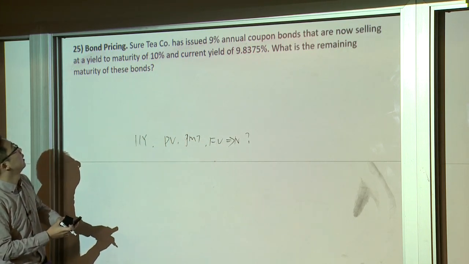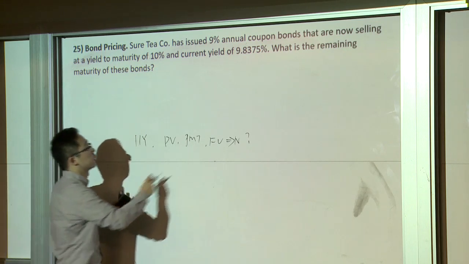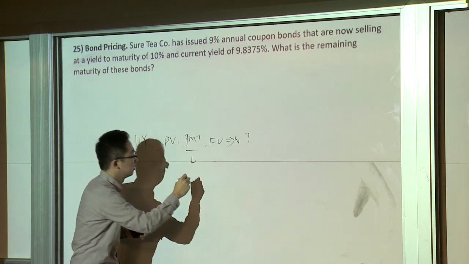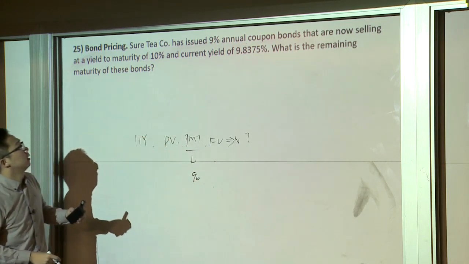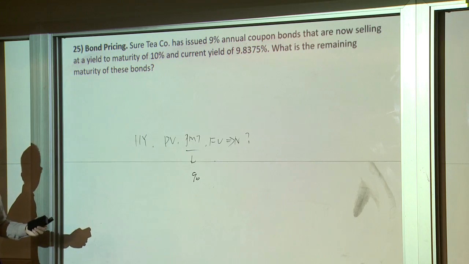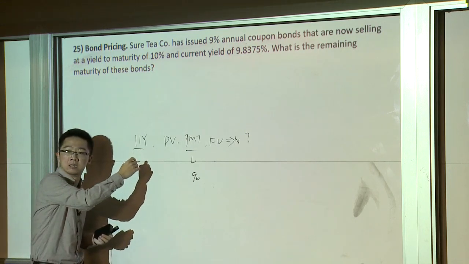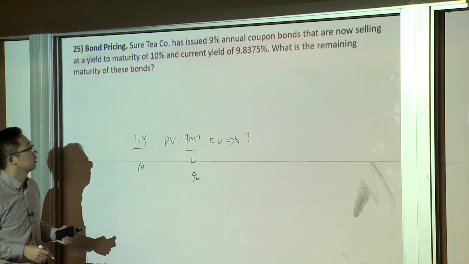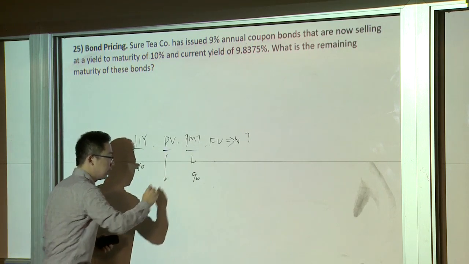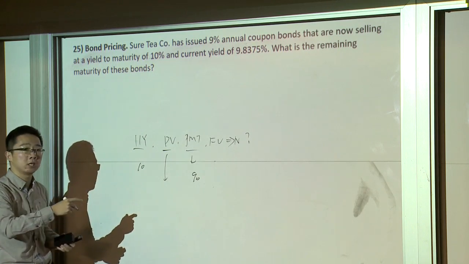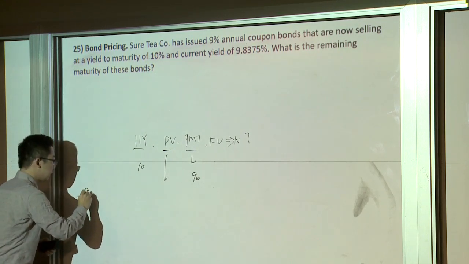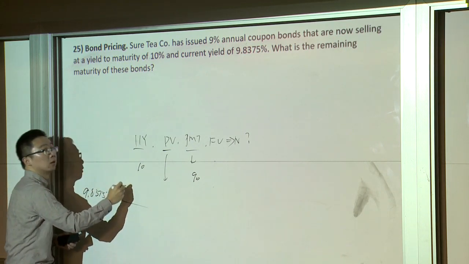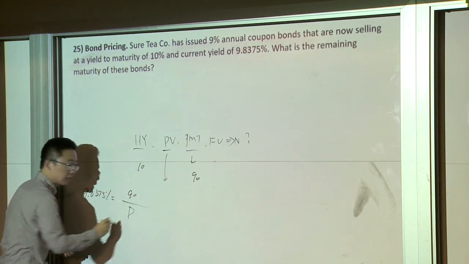See what we have. Coupon rate, 9%. We got this. It's annual coupon, 90, right? 90, good. And now selling at a yield to maturity of 10%. So IY is 10. And present value. We're going to use a formula for current yield. So current yield is equal to 9.8375%. It is equal to annual coupon, 90, divided by bond price.